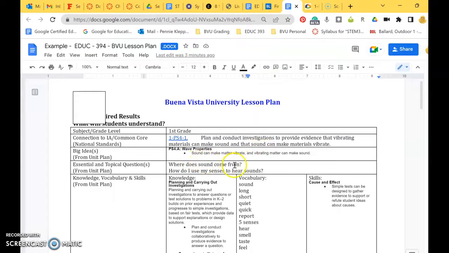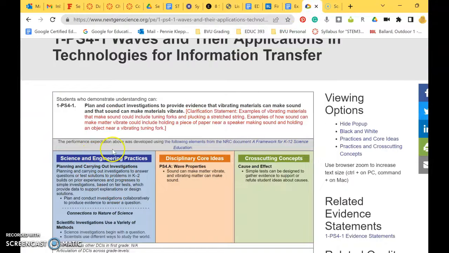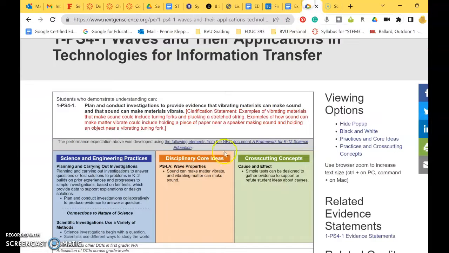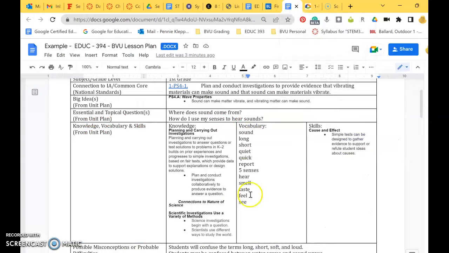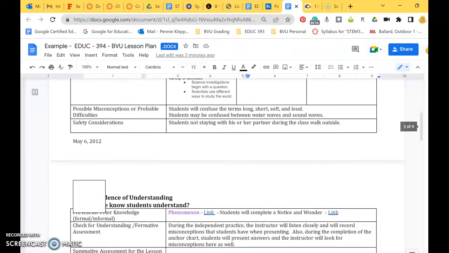And then the essential topic questions, I got that from the lesson plan. And the knowledge section, I got that from the science and engineering practices. And then the skills I got from the cross-cutting concepts. And the vocabulary was actually in the lesson. I just came up with some possible misconceptions of what I thought and a safety consideration.